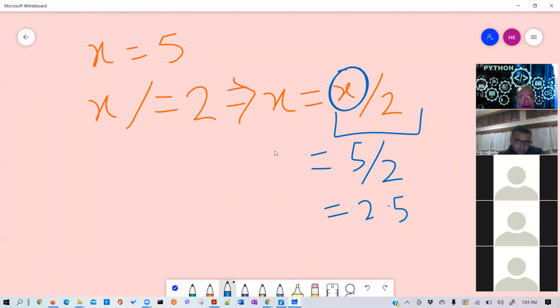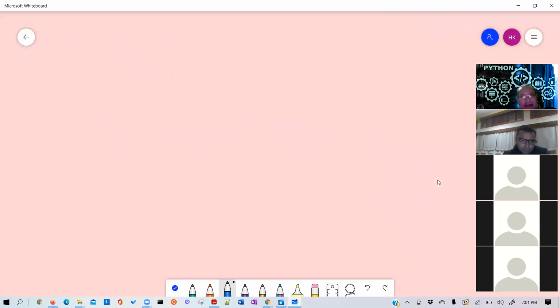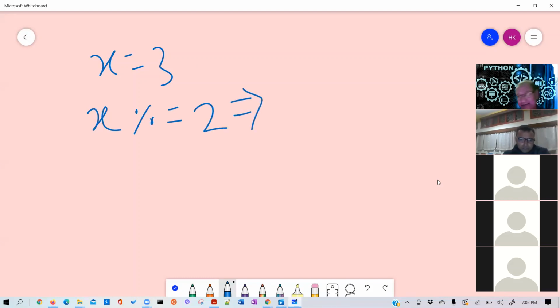So another is modulus. We can do the same thing with modulus. So for example, x equal to 3, and then let's see, x modulus equal to 2. Okay, what is the equivalent expression?